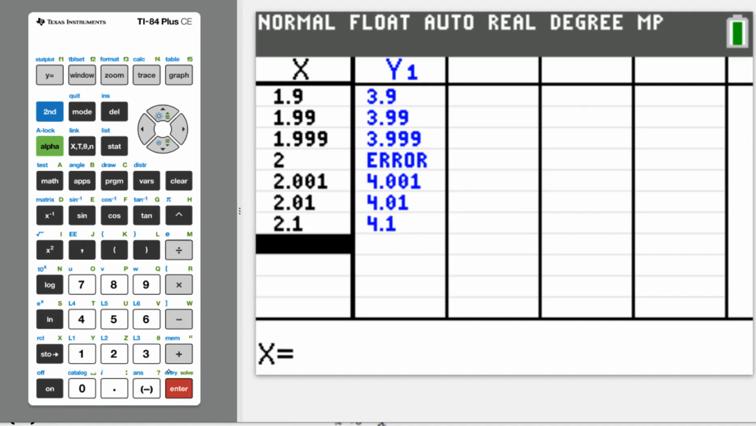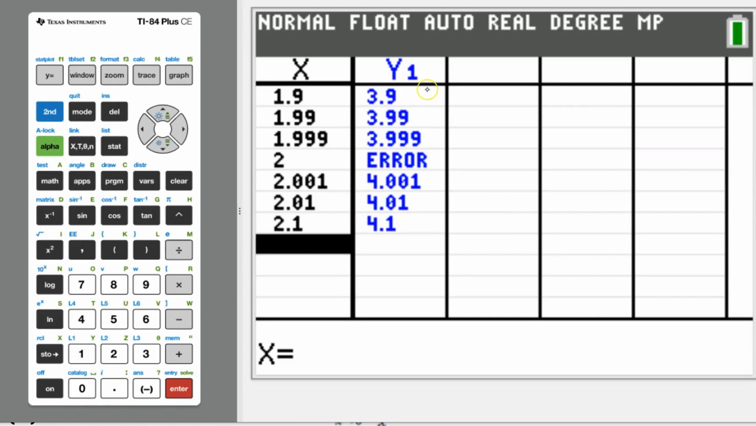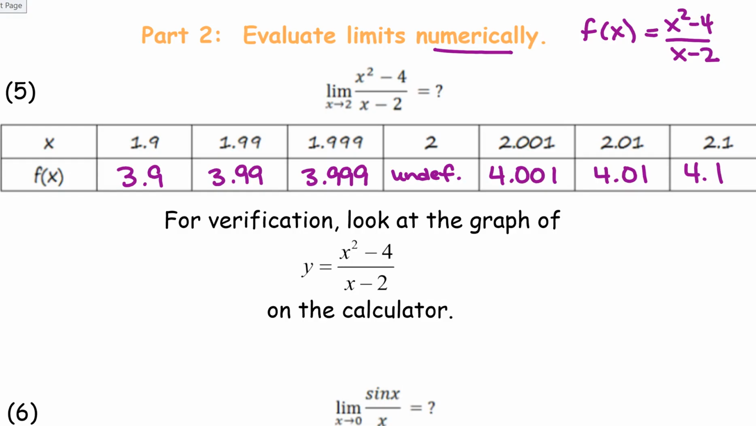So look at what these y values are doing. From the left, they're getting closer and closer to what? That's right, 4. And from the right, they're getting closer and closer to what? Also 4. Okay, so we can put those numbers into the table. And our job here is to evaluate this limit.